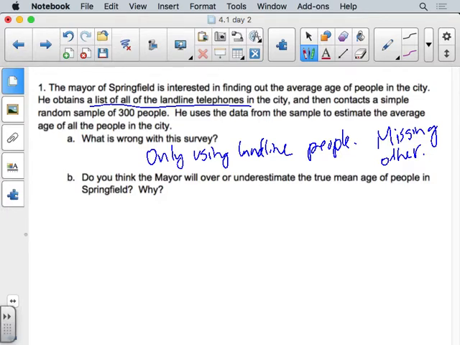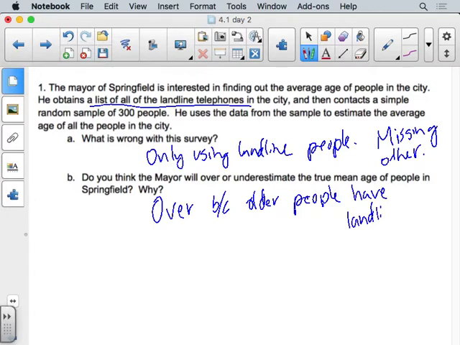And if it's bias, these step B's are just asking, are we over or under representing? So do you think the mayor will over or under represent the true mean age? Yeah, if all he's doing is contacting older people, he's probably going to over represent, because older people have landlines. So it is important where you're getting your list from.